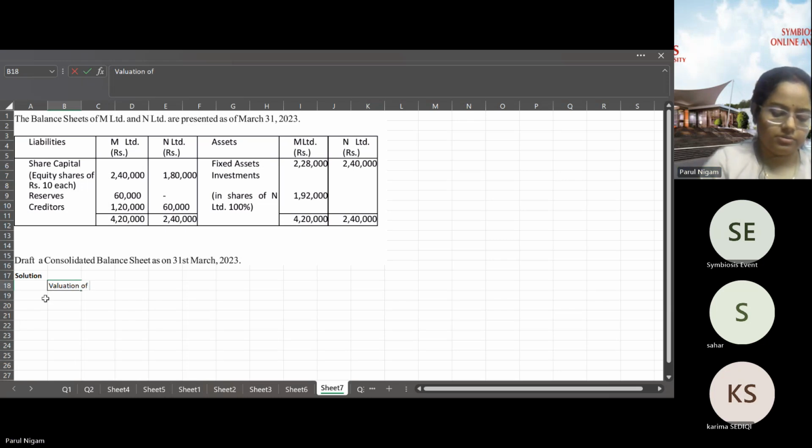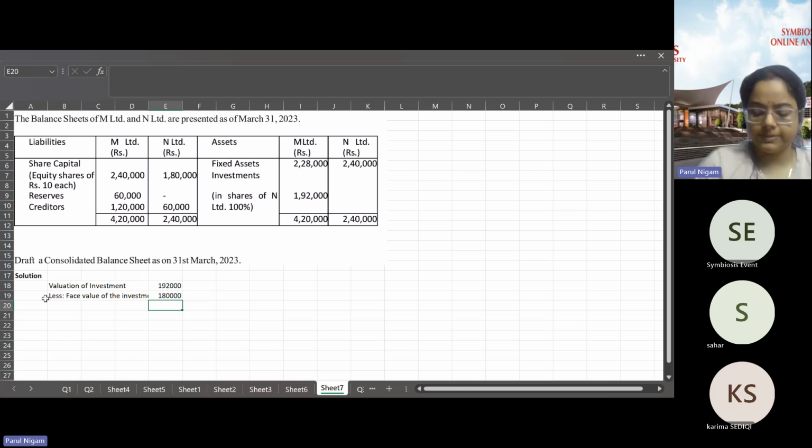Valuation of investment is 1,92,000. Okay, let's see what the face value of the investment is. It is 1,80,000. The 12,000 is basically known as goodwill. So the 12,000 is going to be the goodwill.